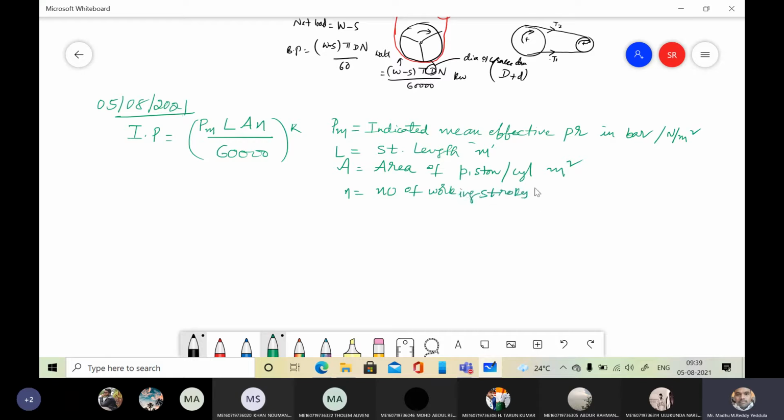Number of working strokes per minute. We can also call it the number of explosions per minute. Both are the same, right? Because explosions means spark ignition. For every revolution we get one, and K is equal to the number of cylinders. This is the formula we are using to calculate the indicated power.